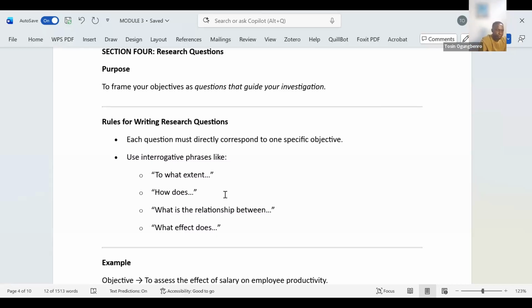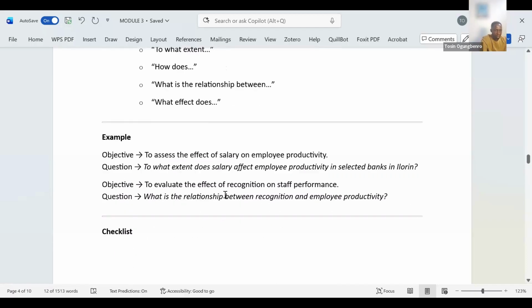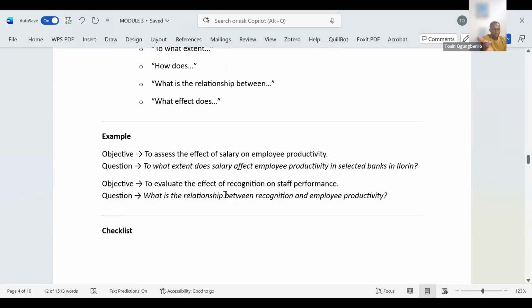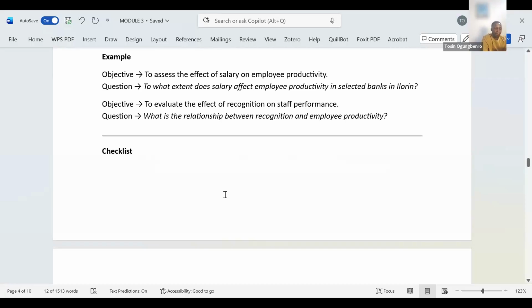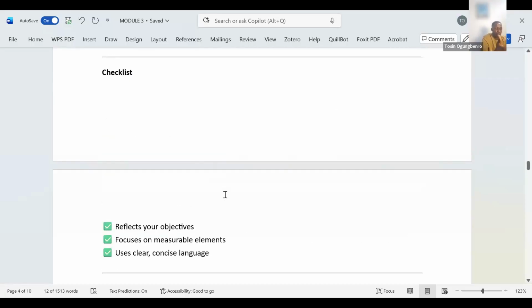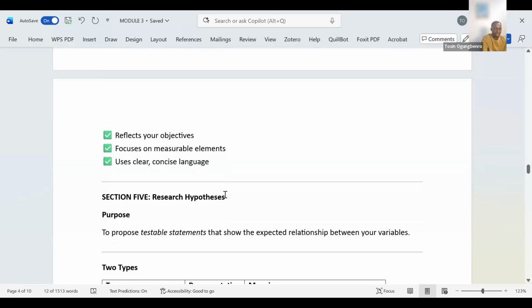So in this example, I started with the objective to assess the effect of salary on employee productivity. So the question will be, to what extent does salary affect employee productivity in selected banks in your case study? Objective: to evaluate the effect of recognition on staff performance. Your research question will be, what is the relationship between recognition and employee productivity? So the checklist must reflect your objective, focus on measurable elements, and use clear and concise language.